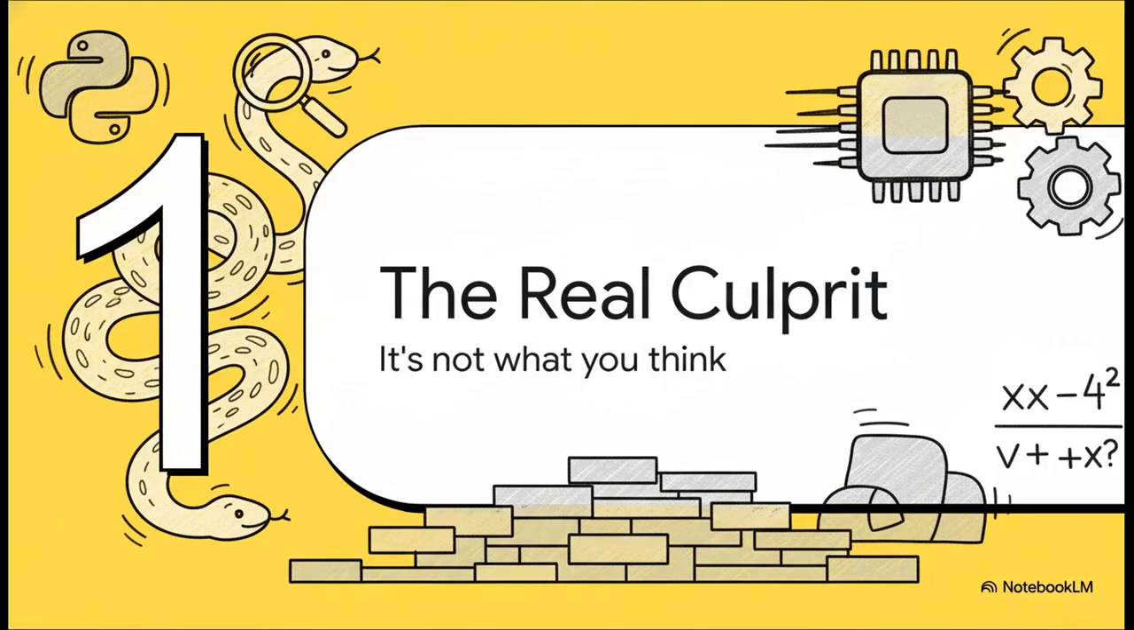Now, you've probably heard the usual suspects. Oh, Python is slow because it's an interpreted language, or NumPy is fast because it's written in C. And look, those things are true, but they don't tell the whole story, not even close. The real reason for this insane speed gap is actually way more fundamental and honestly, a lot more interesting.